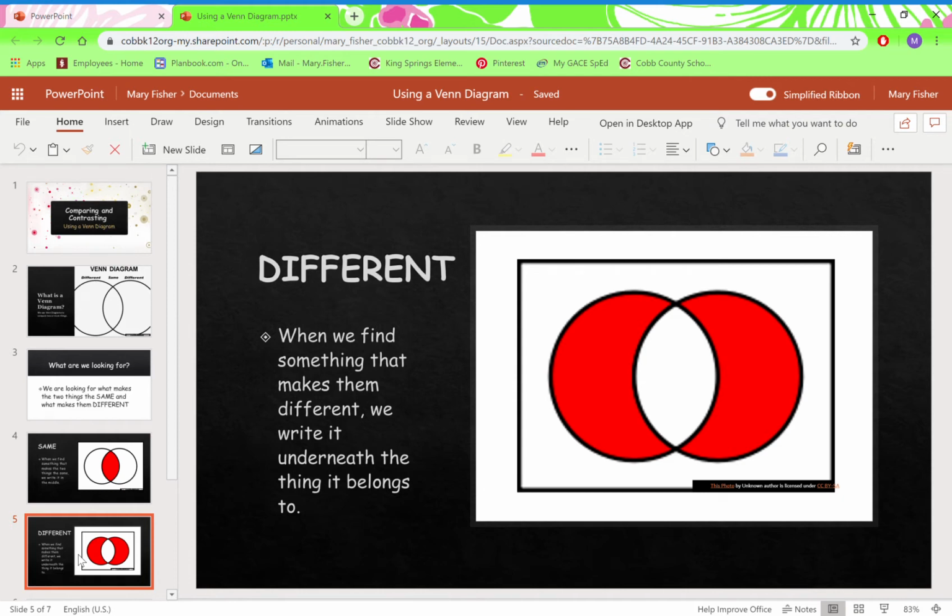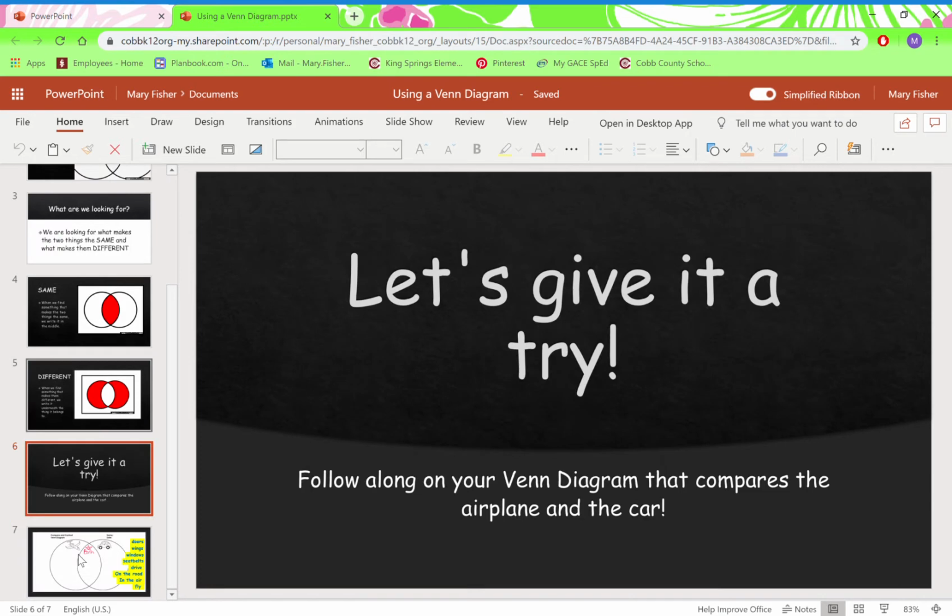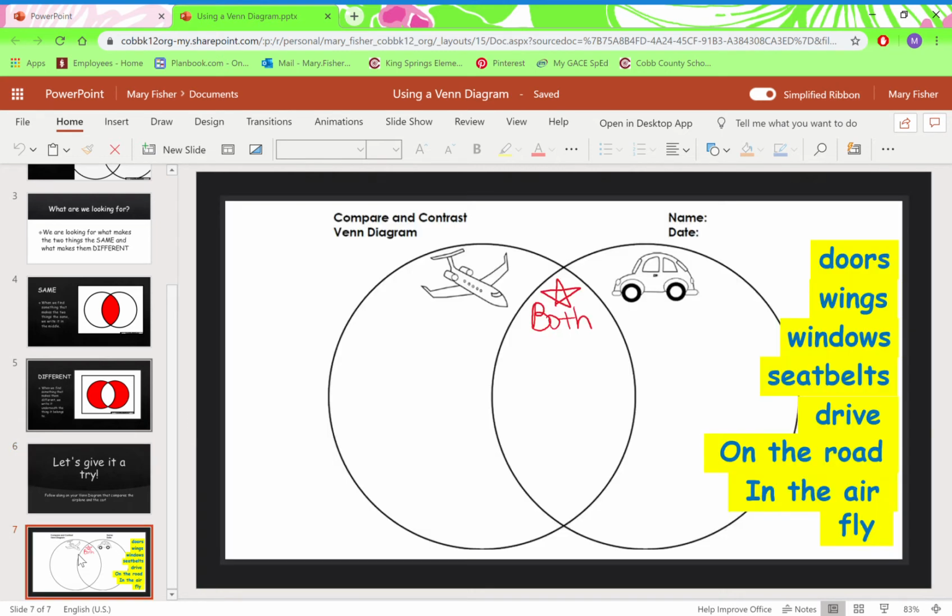So let's put this knowledge to use and give it a try in your work today. I want you to follow along on your Venn diagram that compares the airplane and the car. That should have been in your work packet from today. What I want you to do is there were some words that you could cut out and glue into where they belong on the Venn diagram. I'm going to give you a second to go ahead and get your materials out. If you need to pause the video and press play when you're ready, go ahead and do that.